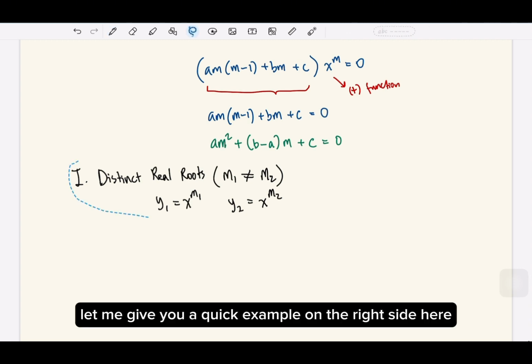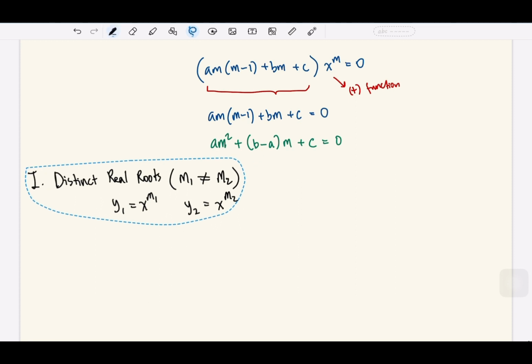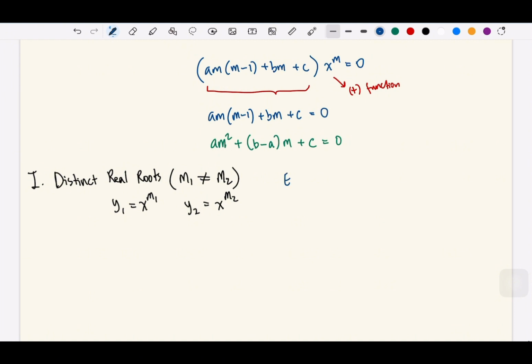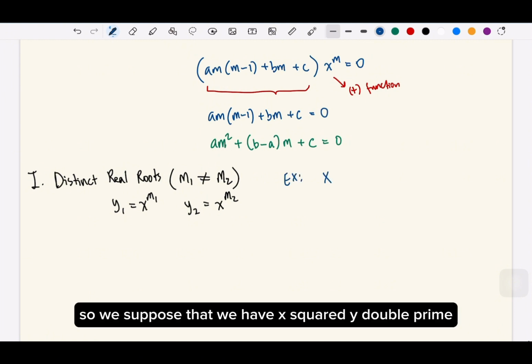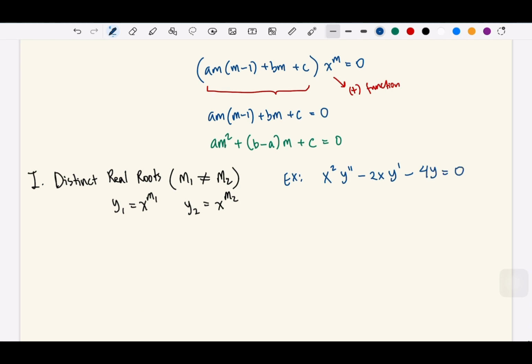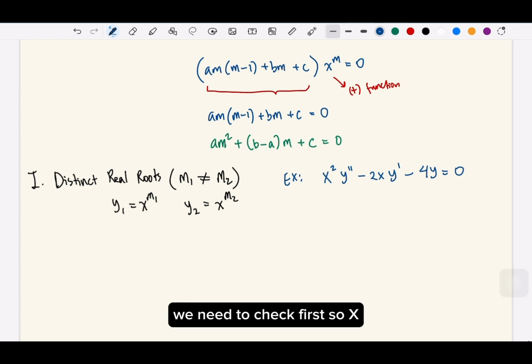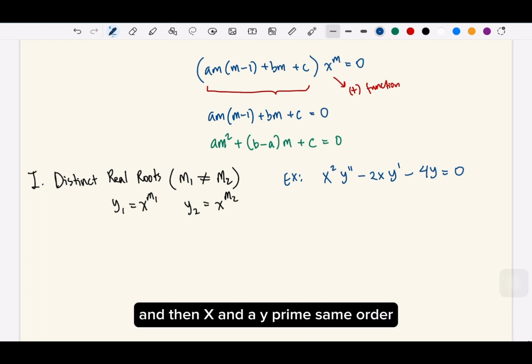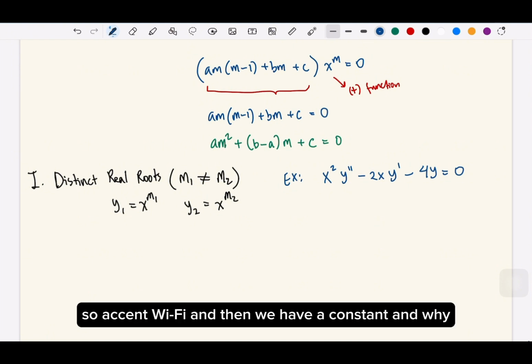Let me give you a quick example on the right side here. And let's just focus on the homogeneous form first. So suppose that we have x squared y double prime, minus 2x y prime, minus 4y. For the Cauchy-Euler, we need to check first. So x squared with y double prime, the same order, and then x with y prime, the same order, and then we have a constant with y.